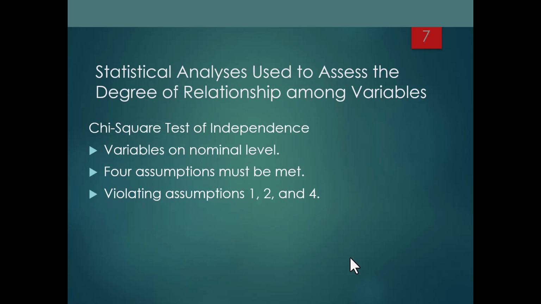Okay, chi-square. So a chi-square test of independence is conducted when the researchers examine the association between an independent and dependent variable where both are measured at the nominal level. So when you have two nominal level variables, you would use a chi-square.